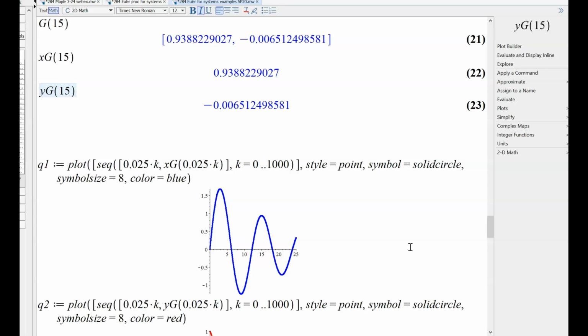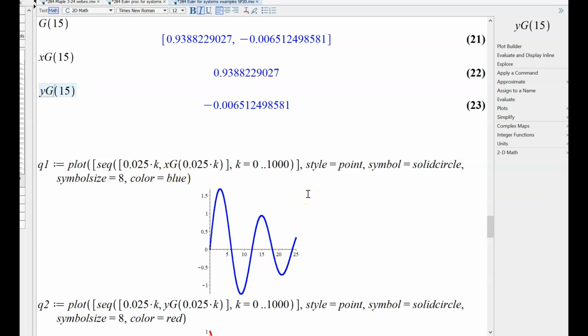Maple won't solve it for us. We can't solve it. This is the best we can do as far as graphing is concerned. Here I'm plotting the solution with t on the horizontal axis. So we're plugging these t values into our x approximate.